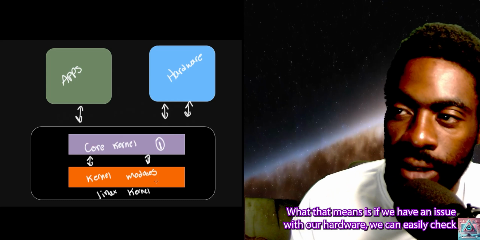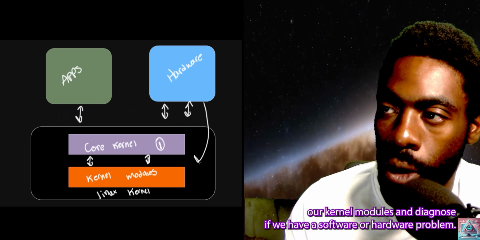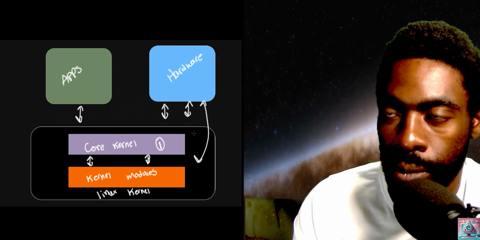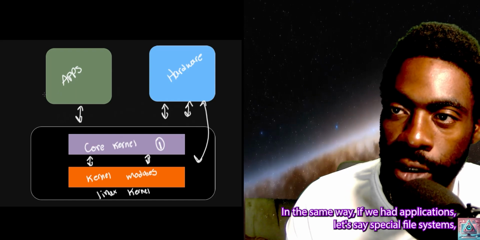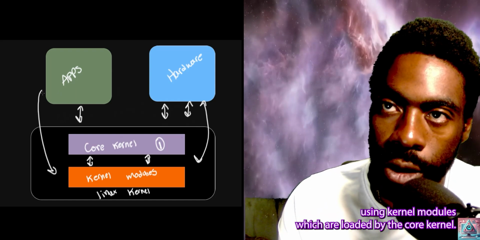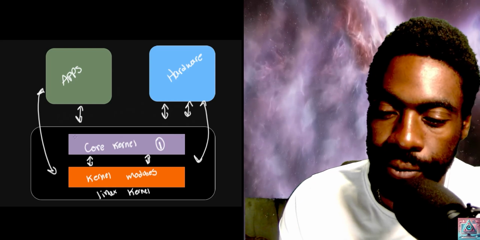What that means is if we have an issue with our hardware, we can easily check our kernel modules and diagnose if we have a software or a hardware problem. In the same way, if we had applications, let's say special file systems, we would load those file systems once again using kernel modules, which are loaded by the core kernel.